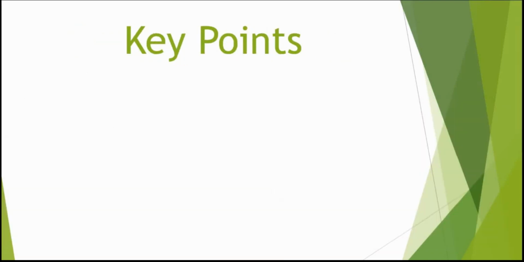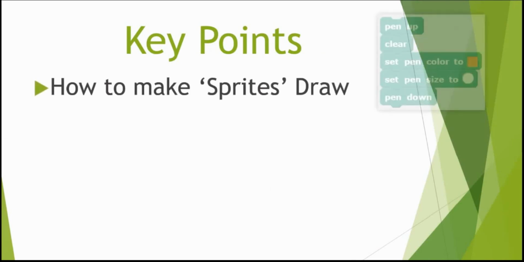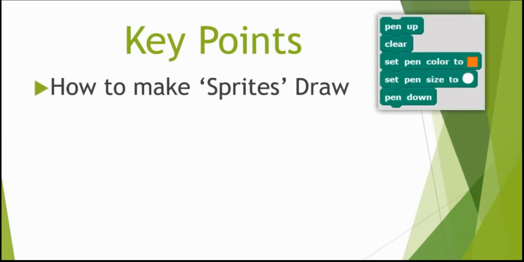So let's just go over some of the key points. We looked at how to make sprites draw, and that involves just setting up the pen. So we can use a pen up, we can use the clear block, we can set the pen color to whichever color we'd like, we can set the pen size to whatever size we'd like, and then we put the pen down on the page when we're ready to start drawing.